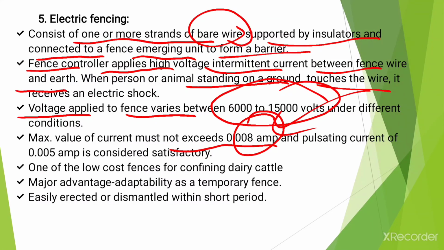A pulsating current of 0.05 ampere is considered satisfactory, and it is one of the low cost fences for confining dairy animals. It is particularly used for confining dairy cattle, and the major advantage is its adaptability as a temporary fence. We can use it as a temporary fence, easily erected or dismantled within a short period.